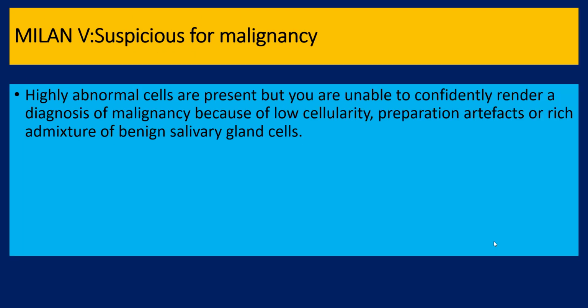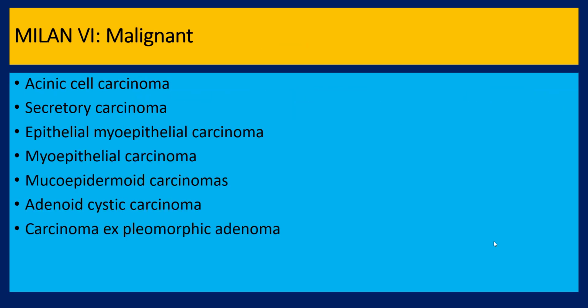Now, suspicious for malignancy: usually highly abnormal cells are present, but you are unable to confidently render a diagnosis of malignancy because of low cellularity, preparation artifacts, or rich admixture of benign salivary gland cells, right? So these are almost always malignant. But what happens is that when you see these lesions, you know they're malignant, but they're too few, so you really don't want to risk it, so you just call it suspicious. And of course, malignant, acinic cell carcinoma, these are a list of malignant tumors which we have already discussed. No problem as far as placing them in the category of Milan 6 or malignant is concerned.